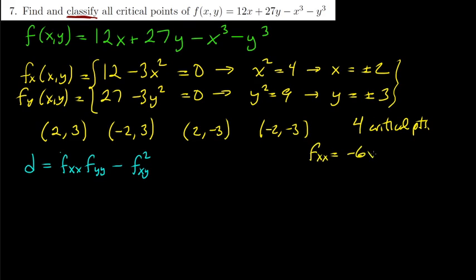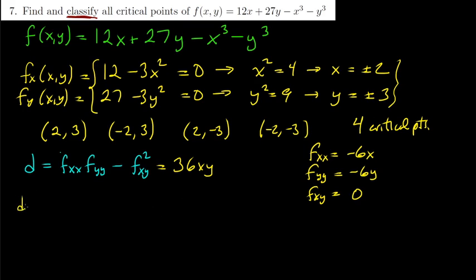So I think you just get negative 6x for fxx. fyy is going to be negative 6y. And then the mixed partial derivative, if we take the derivative of, say, fx with respect to y, we just get 0. So D is really just going to be positive 36xy.